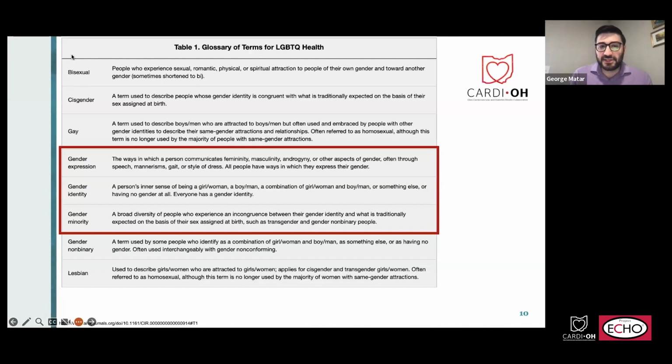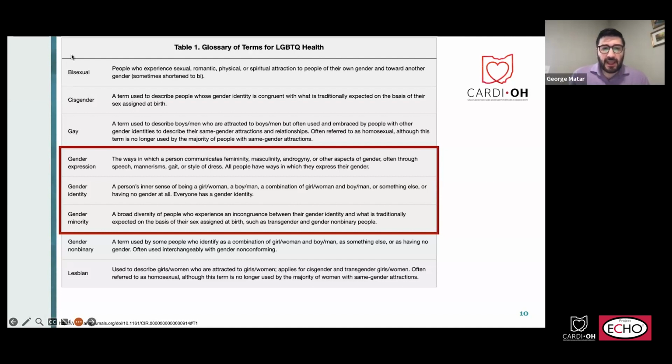So gender expression is a way a person communicates their femininity, masculinity, or other aspects of their gender, and that would be through their mannerisms and the way they typically present themselves, such as their style of dress. Someone's gender identity is their inner sense of being a woman, a man, a combination of the two, or may not have a gender at all. And every individual that we know has a gender identity.